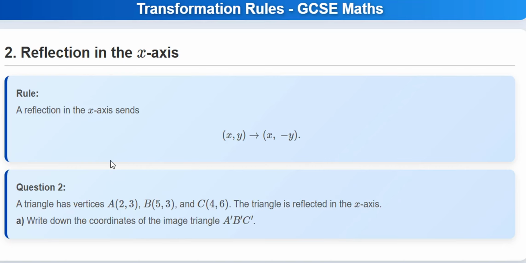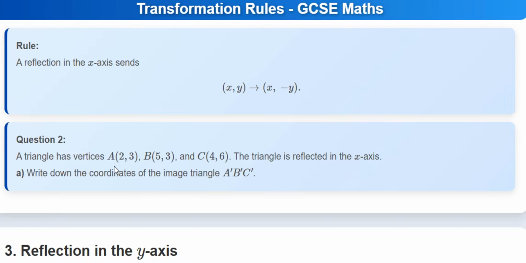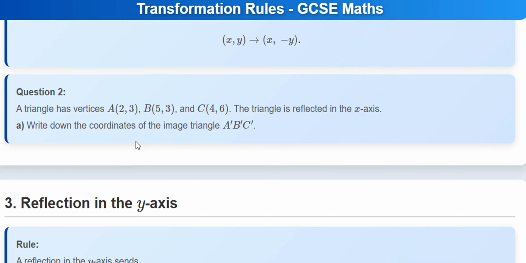The second rule is about reflection on the x-axis. So if you are asked to reflect a figure on the x-axis, what happens is the x-coordinates of that figure remain the same, but the y-coordinates change to negative. So with that rule, can we try to solve a question here, where you are told a triangle has vertices A (2, 3), B (5, 3), C (4, 6), and that triangle is reflected in the x-axis, and you are to write down the coordinates of the image of that triangle.